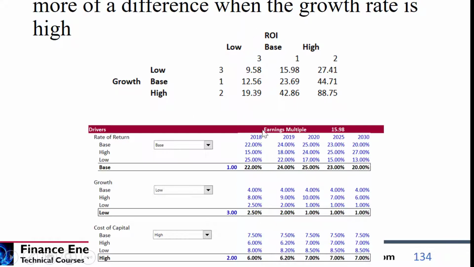And the implication of all of this is when the growth is low, then, okay, if we increase our ROE, it does make a difference. But when the growth is high, the case where we increase and make better investments than we did in the past is enormous compared to the low growth. And this is the middle one.